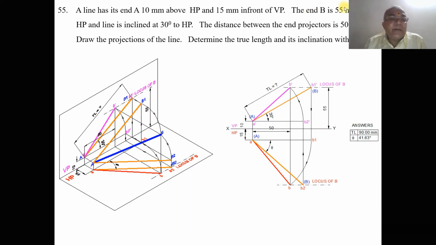The end B is 55 mm above HP. When you look from the front view, I can see the distance of end B, which is above HP by 55 mm. When it is projected, you will get it directly on the locus of B in the front view. So you got the locus of B.